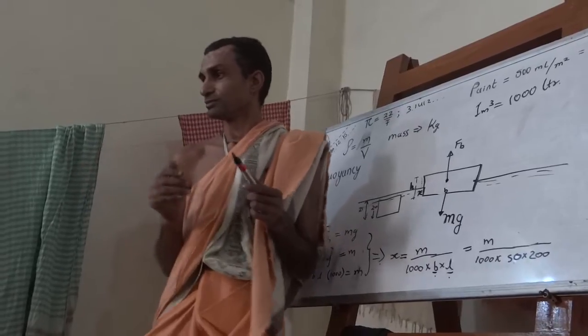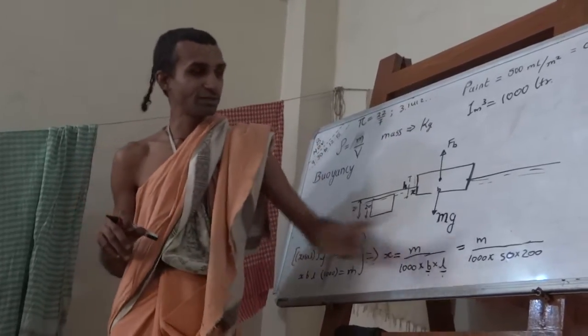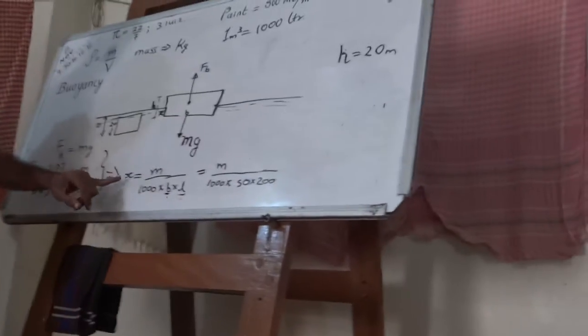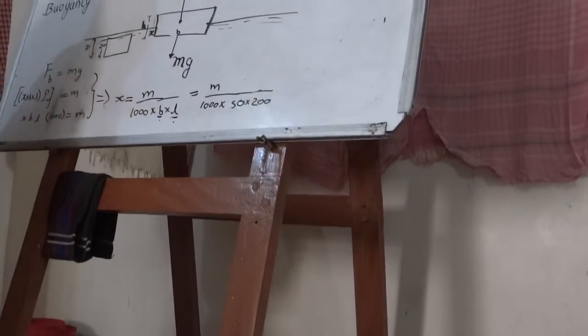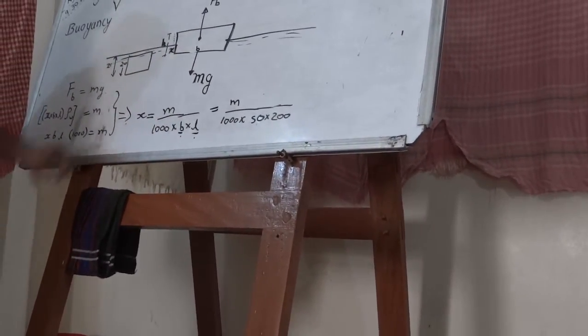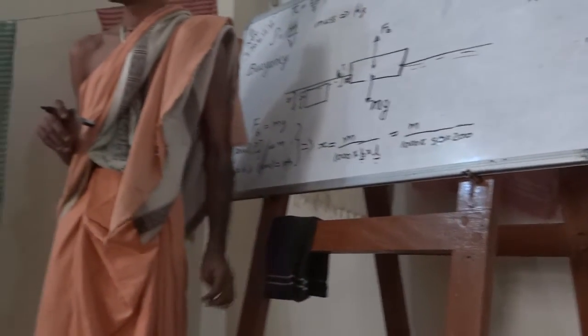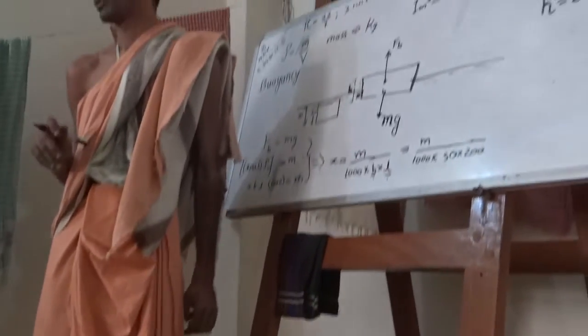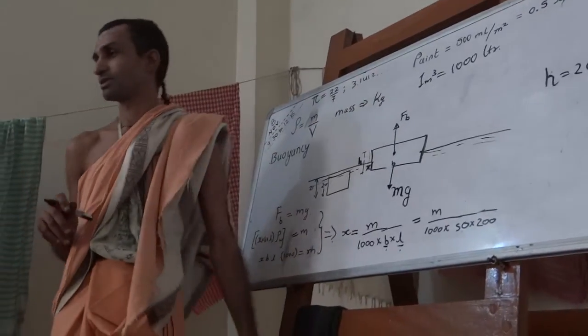So the total mass should be less than this 20 meter limit. It should be in a way that it is less than 20 meters. Then x remains less than 20 meters. So that capacity you get. Otherwise it will go down.